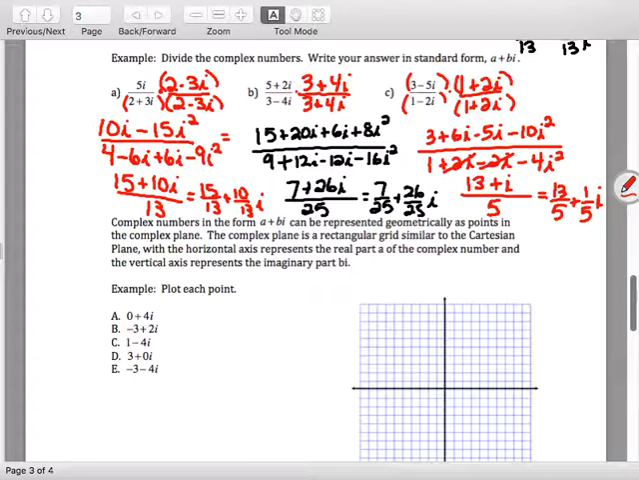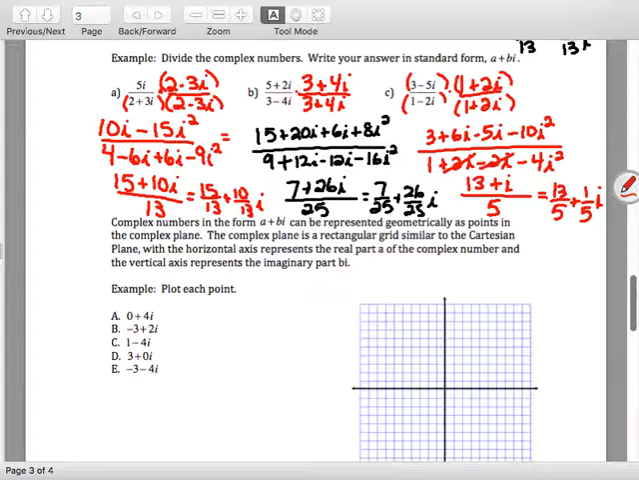All right, any questions on the division? Wait, so 13 plus i over 5, is that not a final answer? That's a correct answer. Oh, yes, it is. I'm just saying you can always split it into the real part plus the imaginary part.